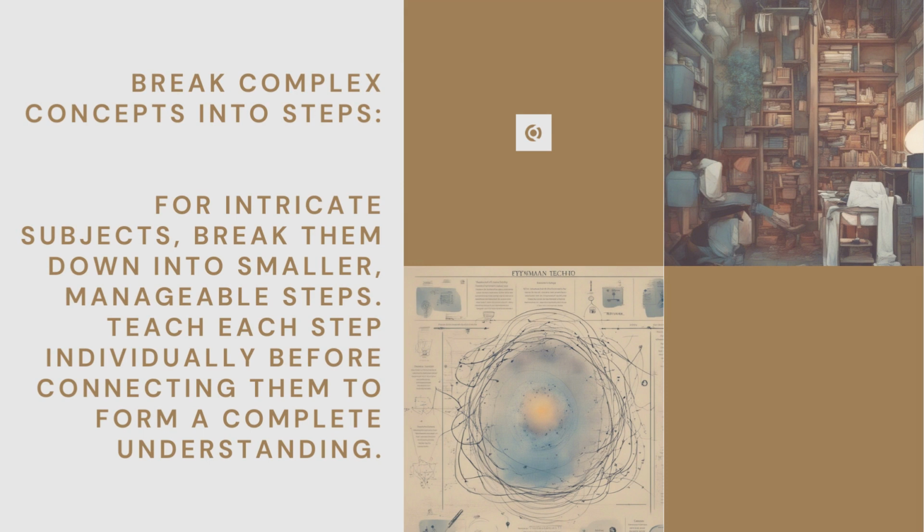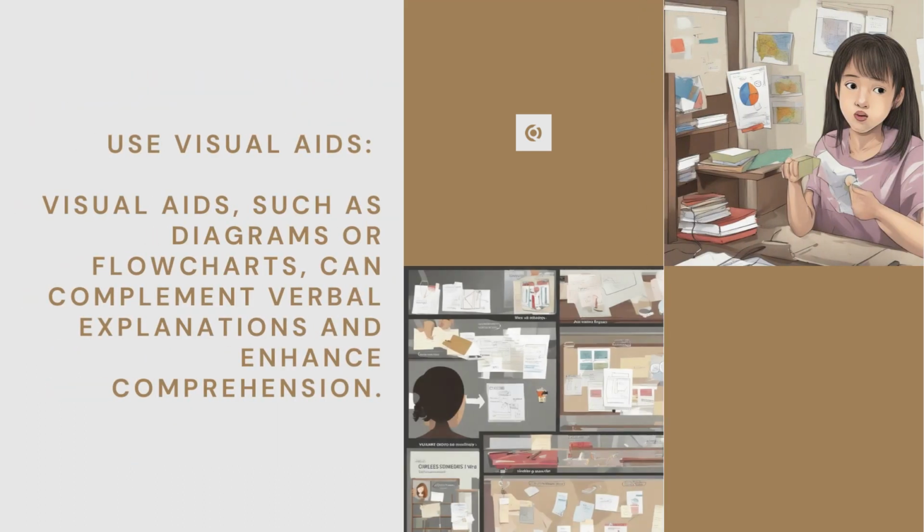2. Break complex concepts into steps. For intricate subjects, break them down into smaller, manageable steps. Teach each step individually before connecting them to form a complete understanding. 3. Use visual aids. Visual aids, such as diagrams or flowcharts, can complement verbal explanations and enhance comprehension.